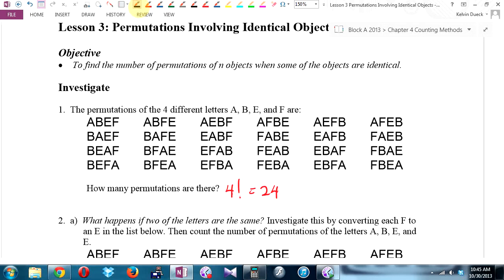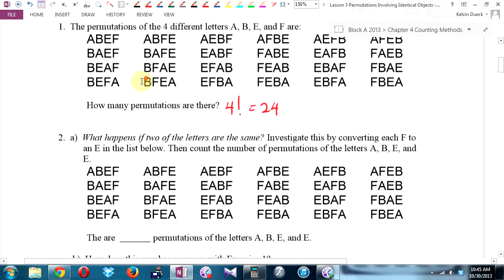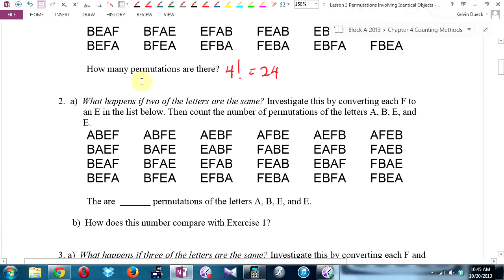Now, we're going to see if we can spot a pattern. What I'd like you to do in step 2 is we're going to make 2 of the letters the same. And the way we're going to do that is convert every capital F to a capital E. So in step 2, just add a little line on every single F. That's the easiest way to give you 2 letters the same. It'll take you about 30 seconds.